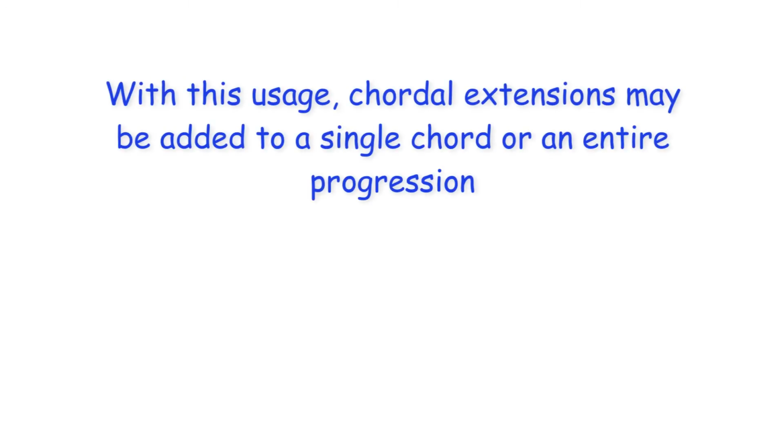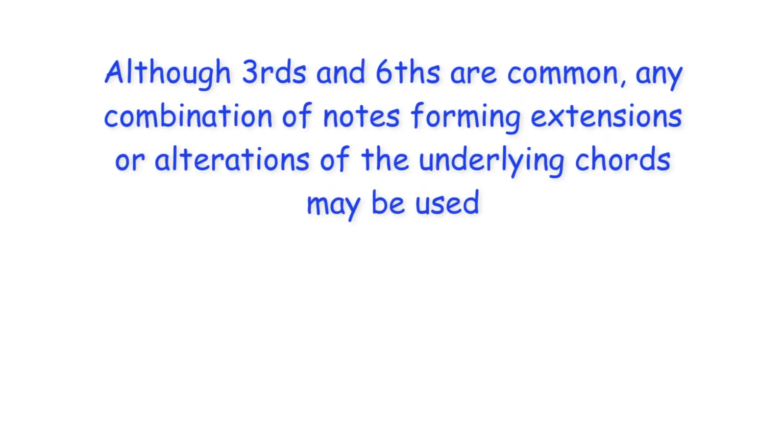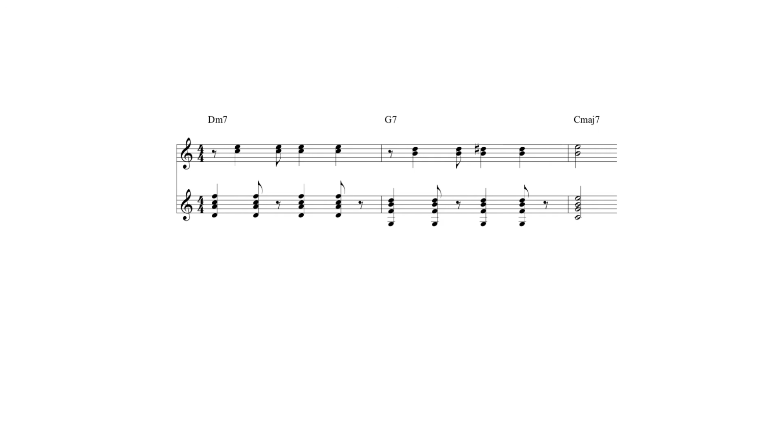With this usage, chordal extensions may be added to a single chord or an entire progression. Although thirds and sixths are common, any combination of notes forming extensions or alterations of the underlying chords may be used. In this example, the C-E dyad adds the ninth over D minor 7 harmony, while the D sharp in the following bar adds the sharp 5 over G7 harmony, which moves up by step to the third of the C major 7 chord.